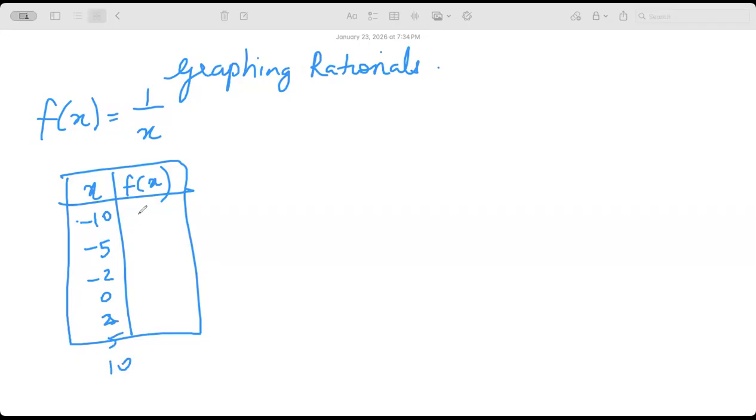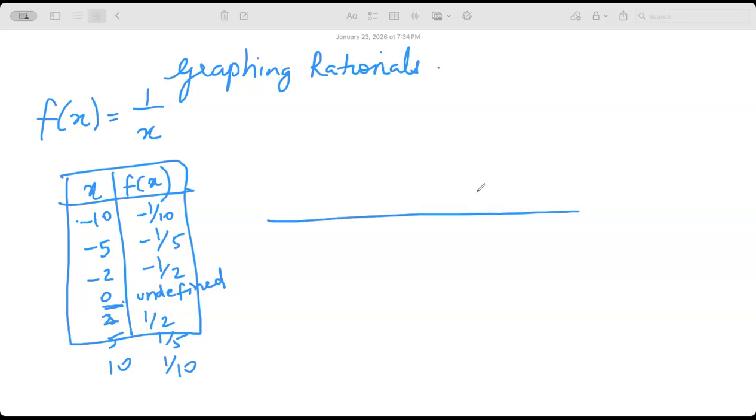Now, f of x is 1 by x, meaning minus 1 by 10, minus 1 by 5, minus 1 by 2. But at 0, it becomes 1 by 0. Division in mathematics says it is an undefined operation. Then 1 by 2, 1 by 5, 1 by 10. Any questions still here? I am just drawing a table with input output values. Input is the independent variable and it can be any value that you give. The output is dependent on input, and you plug it into the equation and put it in here.